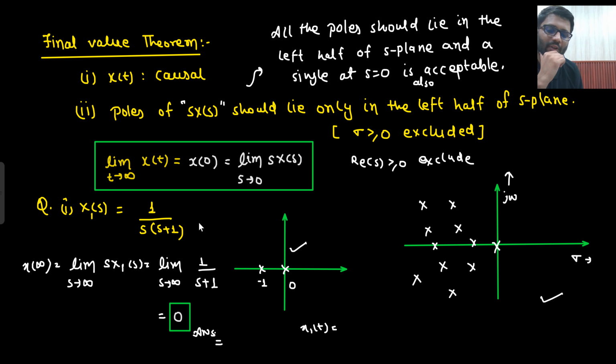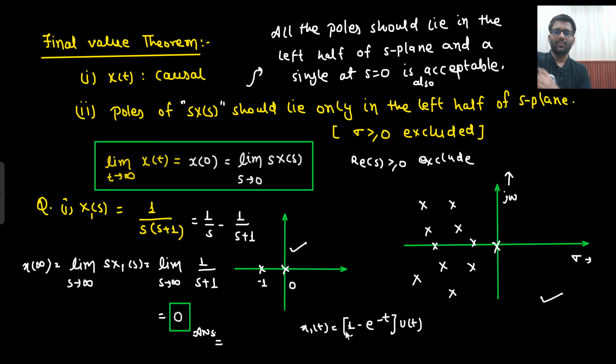What would be x1(t)? Can you break it down? Yes, it could be broken down in this particular manner. So what would be your x of t? 1 minus e to the power minus t into u(t). Okay, something wrong. We are doing it as tending to infinity, so it would be 0 only.